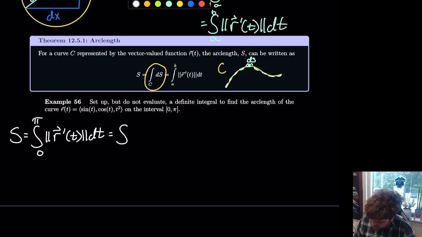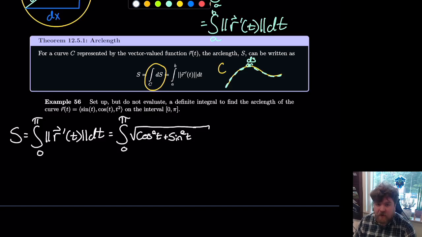And now it's just a matter of going through and finding our magnitude. So the magnitude of r prime will be the square root of, well, r prime's x component is going to be cosine of t, so we'll have a cosine squared of t. R prime's y component will be negative sine of t, so we'll have a plus negative sine of t squared, which I can just write as plus sine squared of t. And then finally, the derivative of the z component is going to be 2t, and 2t squared is going to be 4t squared.